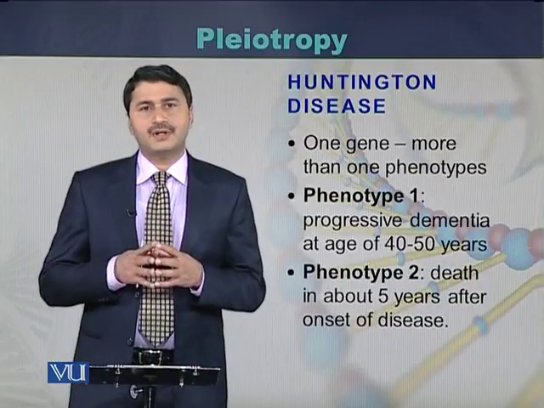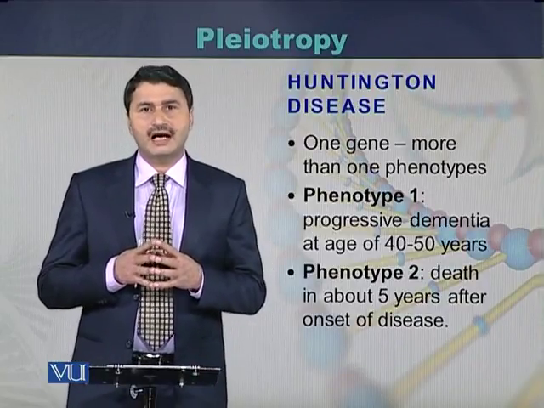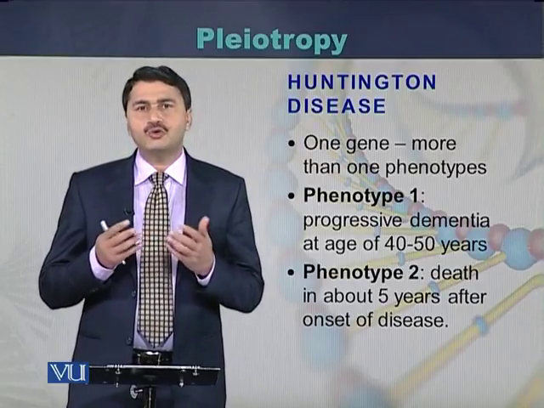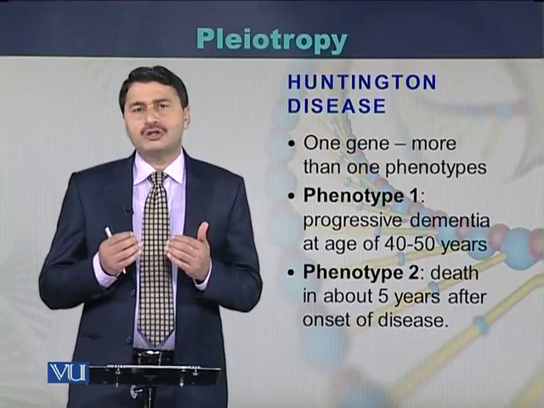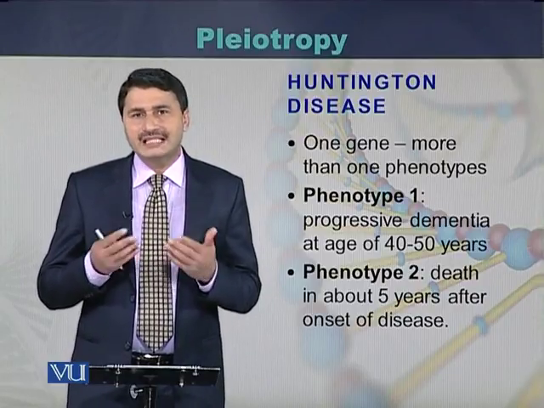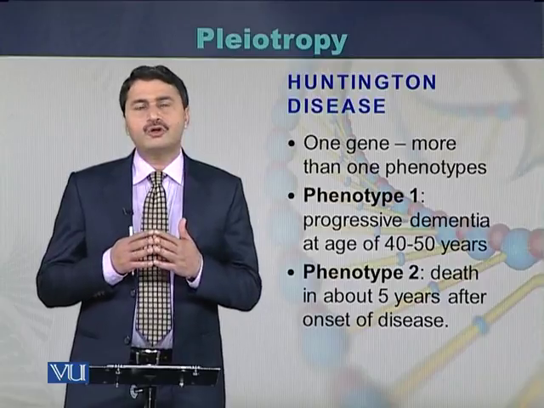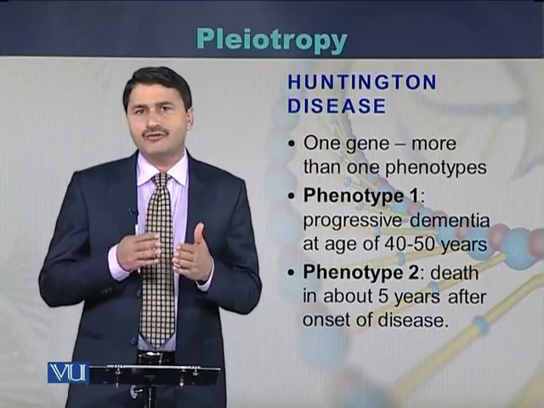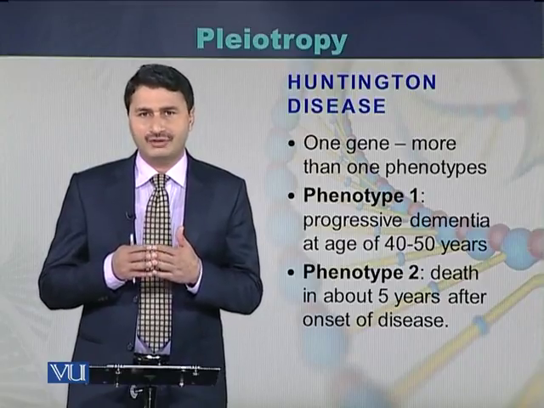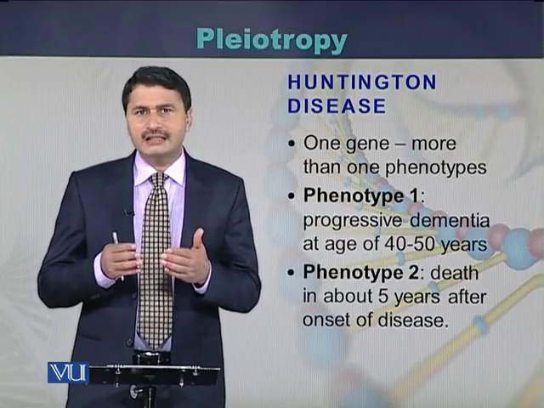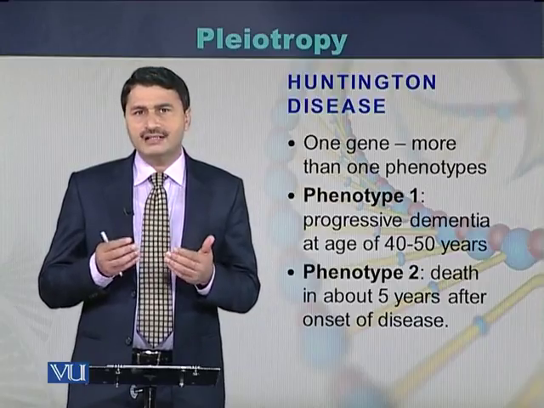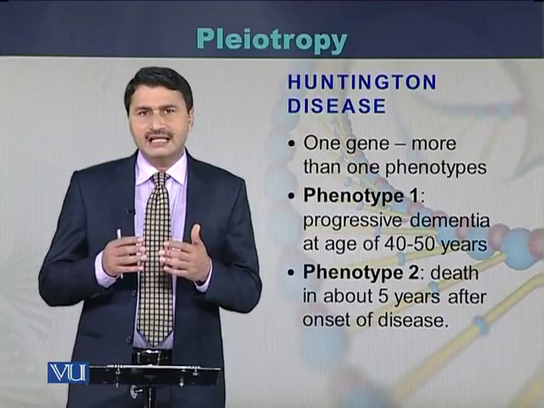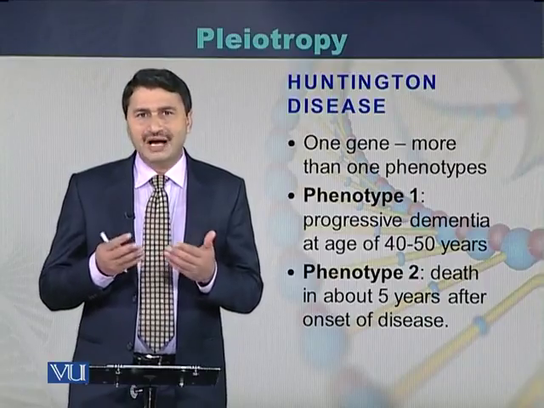The second example of pleiotropic effect is Huntington disease. Huntington disease can occur in two ways. There are two phenotypes which are produced by a single gene. In the case of phenotype 1, dementia is produced at 40 to 50 years of age, while in the second phenotype, once Huntington disease appears, the patient will die within the next 4 to 5 years.